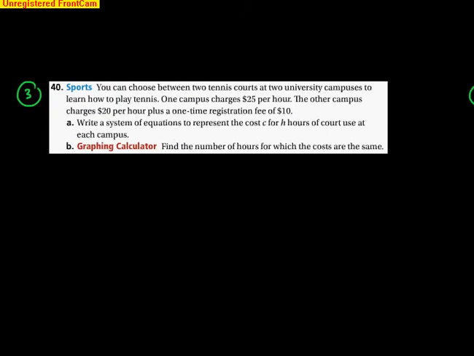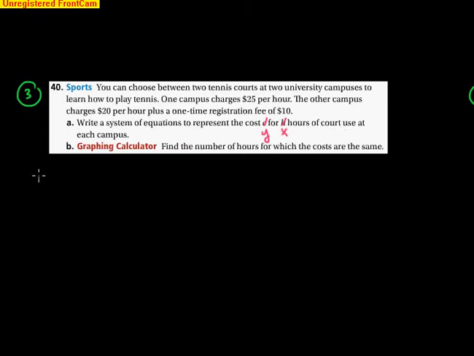3. You can choose between 2 tennis courts at 2 university campuses to learn how to play tennis. One campus charges $25 per hour. The other campus charges $20 per hour, plus a one-time registration fee of $10. Write a system of equations to represent the cost. Now we're going to let the cost be y for x hours of court use at each campus.